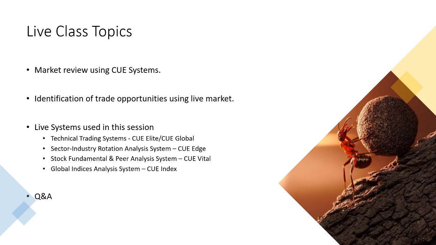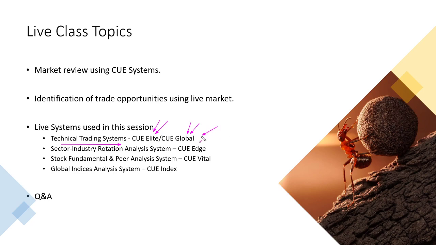This session is different from the weekly market roundup that I make. The weekly market roundup primarily focuses on the USA market. Here also I will look at the USA market, but I will also spend some time on global markets. What are the systems that I will use? I will use Q Elite and Q Global. They are technical trading systems. Q Elite, I use it on TradeStation, and Q Global can be used for global investing. I use it on MetaStock.